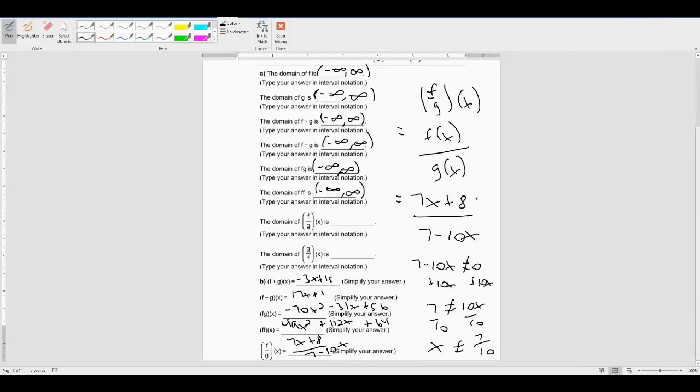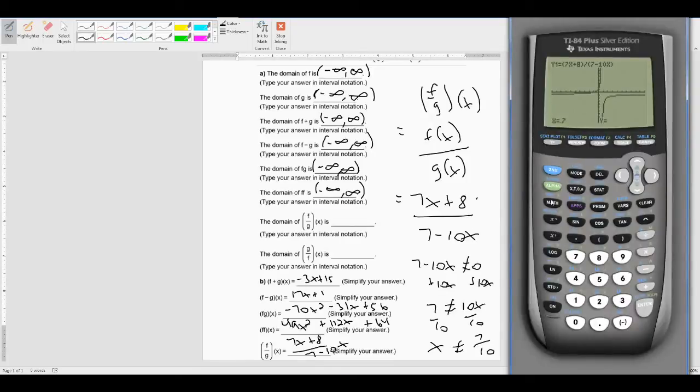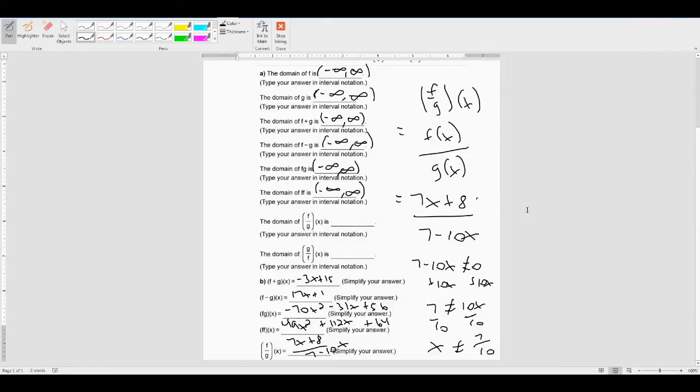So what that means is that my domain, let me bring up the graph again, goes forever to the left and it can't get to 7/10, and it goes forever to the right. A way to think about it is, let me see if I can draw it over here. It goes forever to the left, and then at 7/10 it doesn't exist, and then it goes forever to the right. So that is negative infinity to 7/10, parentheses around both, and then union, it jumps over 7/10, that's why I'm using parentheses, and it goes on forever to positive infinity to the right.